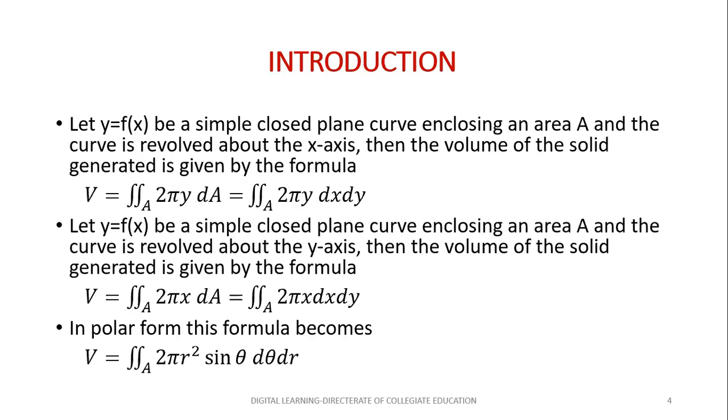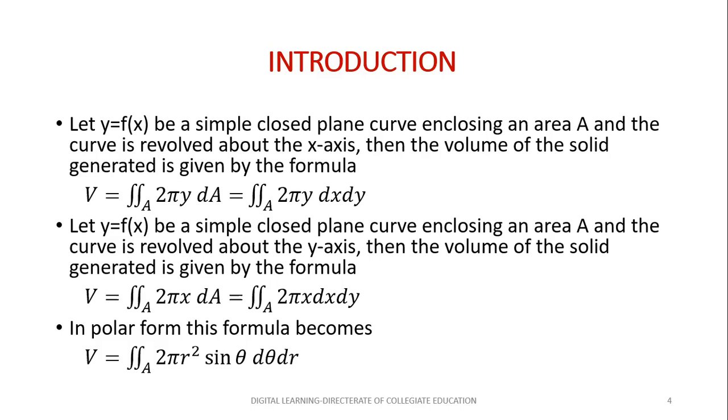We are using these three formulas to find out volume by using double integration. Let y equal to f of x be a simple closed plane curve enclosing an area A, and the curve is revolved about the x-axis. Then the volume of the solid generated is given by the formula V equals double integration of 2 pi y dA over A, or that is also equals double integration of 2 pi y dx dy over A. This is for the curve revolved about the x-axis.